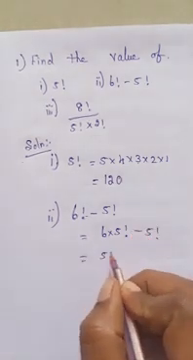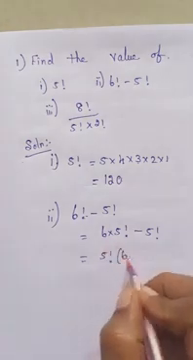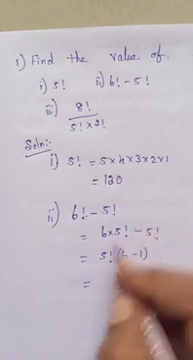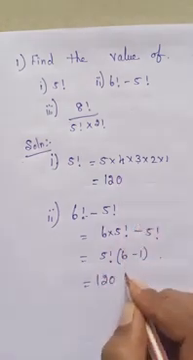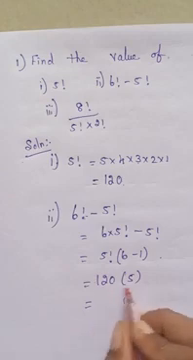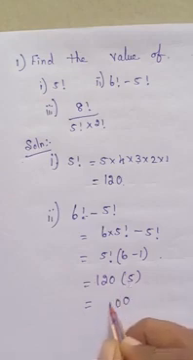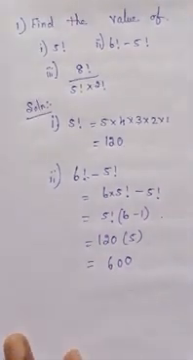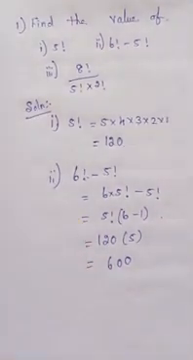If we take 5 factorial outside, what happens? 6 minus 1, times 5 factorial. In the previous part we have found that answer, that is 120, into 6 minus 1, which is 5. So the total answer is 600. Is that clear? Or else find 6 factorial separately minus 5 factorial.